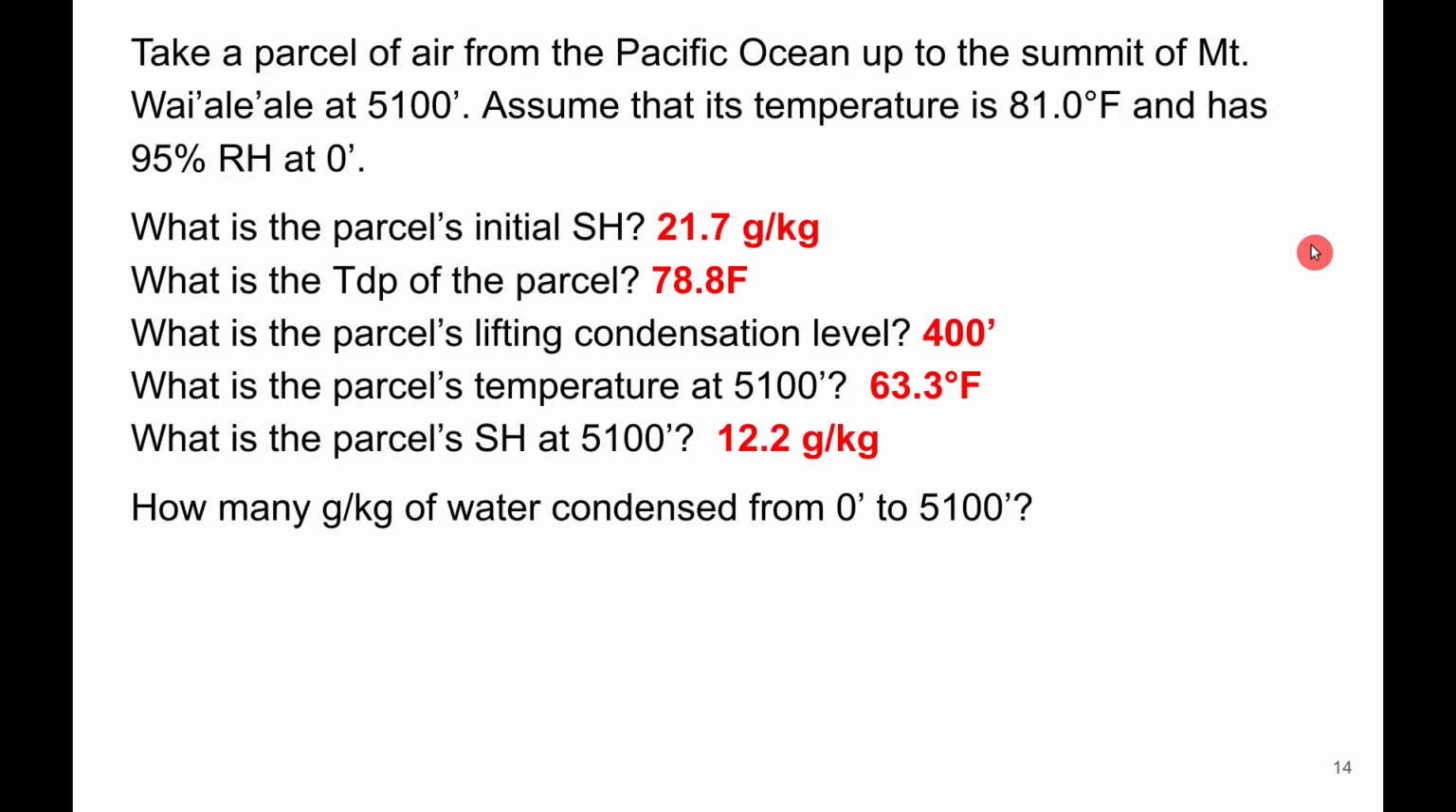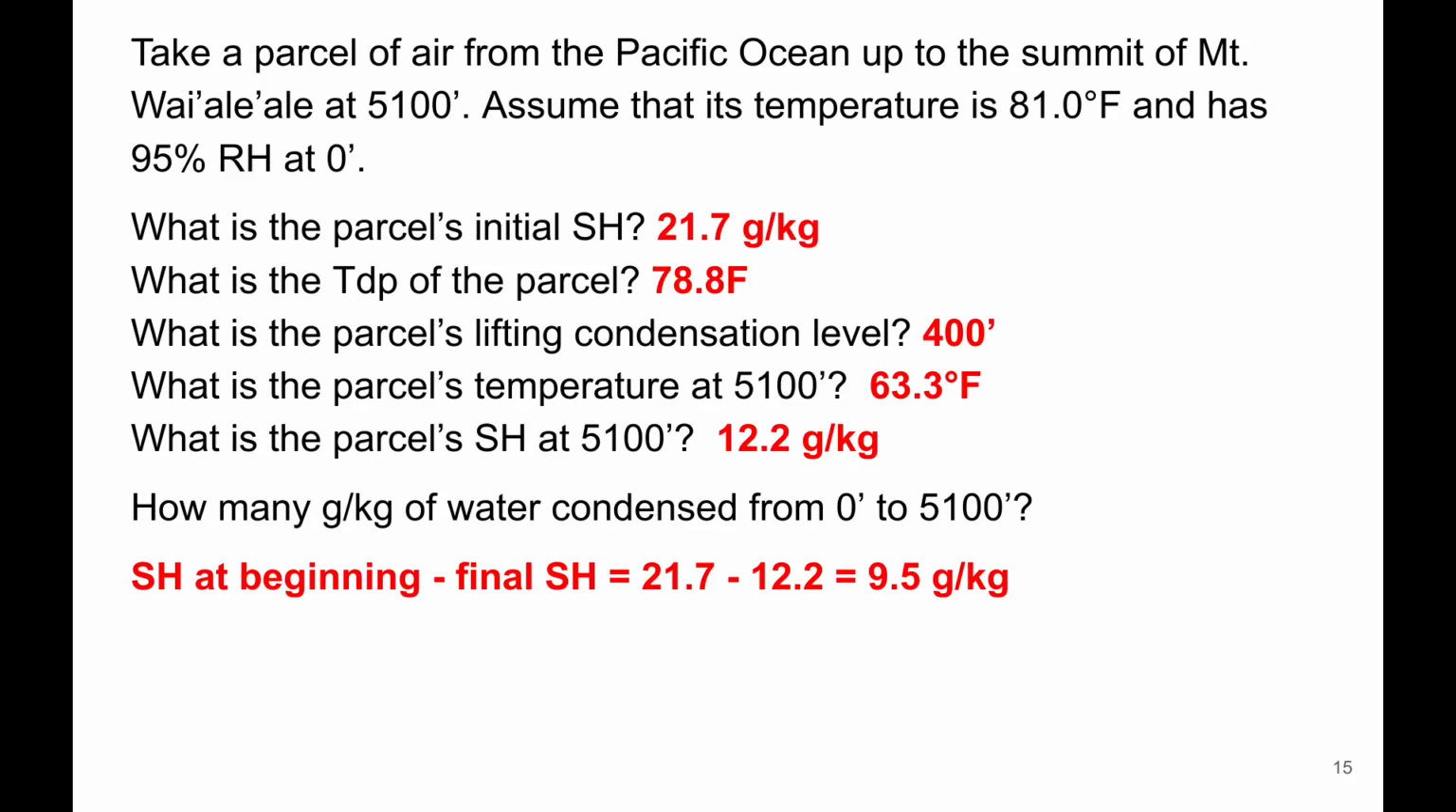And now we're going to find out how many grams of water vapor condensed as the parcel rose from sea level to 5,100 feet. Well, to find how many grams of water vapor condensed, you need to find the specific humidity at the beginning and subtract from that the final specific humidity. So we started with 21.7. The final specific humidity is 12.2, so the parcel lost 9.5 grams of water vapor per kilogram of air as it rose from sea level to 5,100 feet.